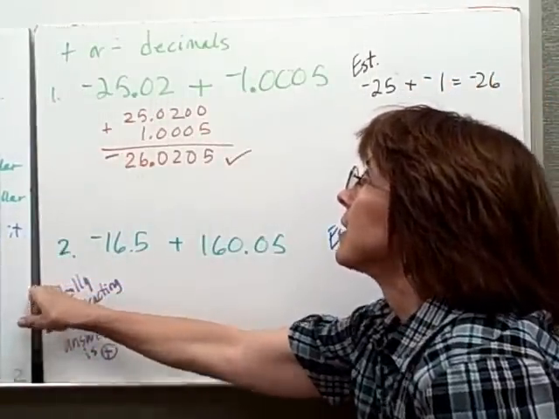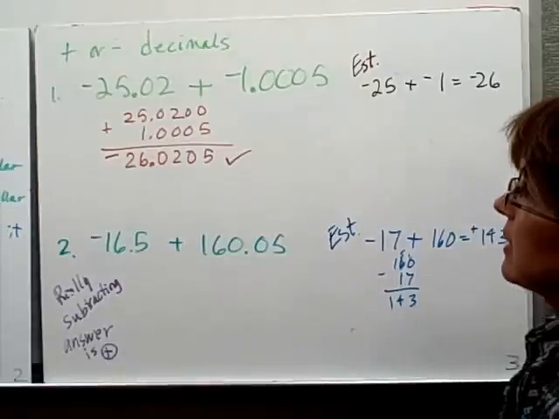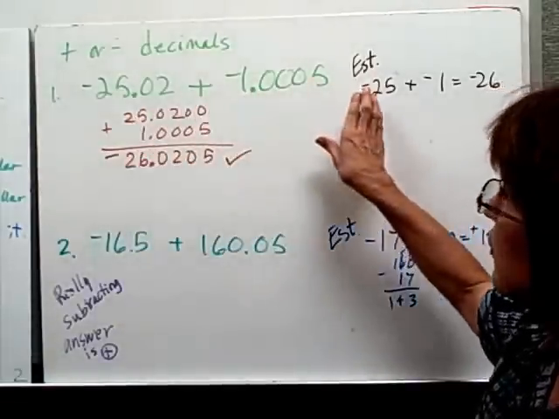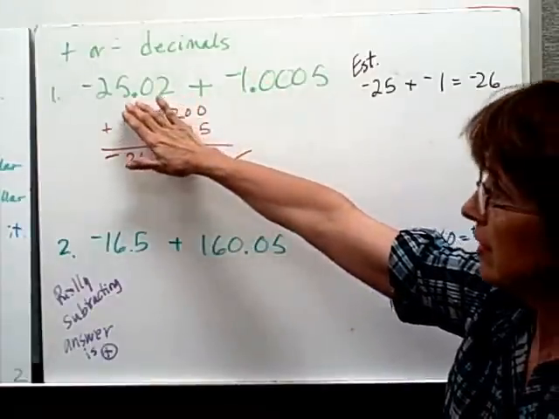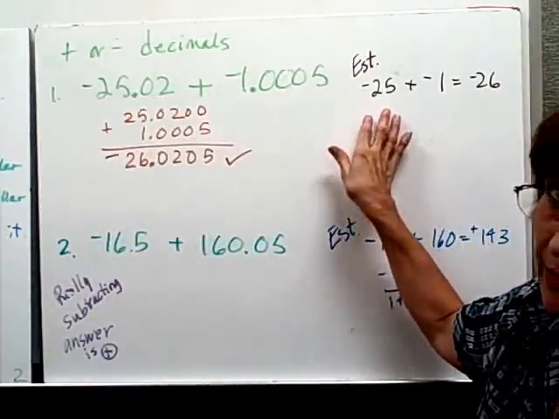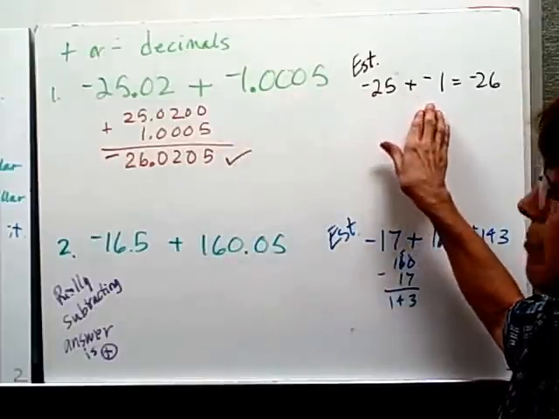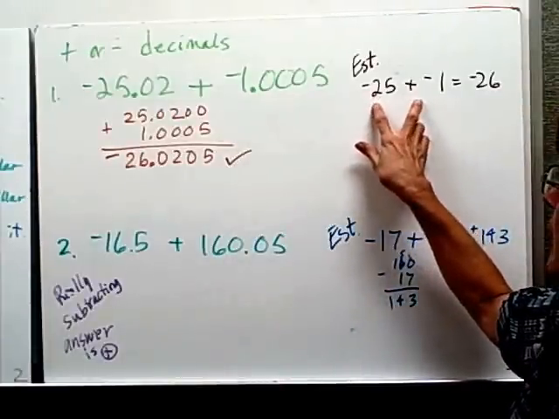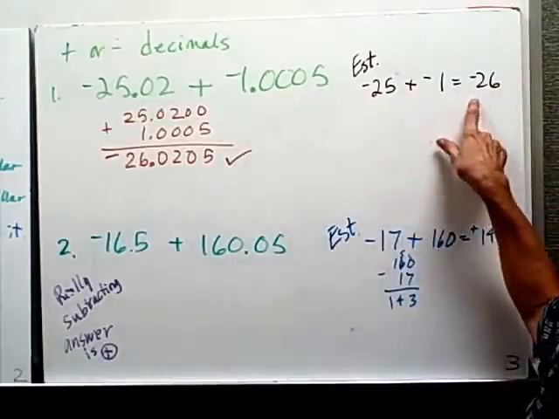Now, to add or subtract decimals, let's go ahead and do an example. But again, we're going to estimate. That number there is about -25, and that's going to be about -1. So you're adding two negatives, so like signs add, it's going to be -26.